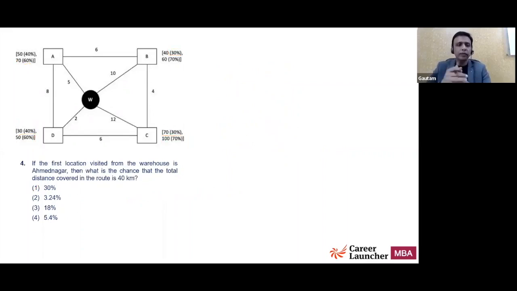The next one, the 4th. It says the first location visited from the warehouse has to be Ahmednagar. That means for sure it has to have a demand of 70, and this also can have a demand of 70 because Ahmednagar has to be more than C. So one thing is very clear. From the warehouse, first we have to move to A, then we'll have to move to C. After that, what is the chance that the total distance covered is 40 kilometers?